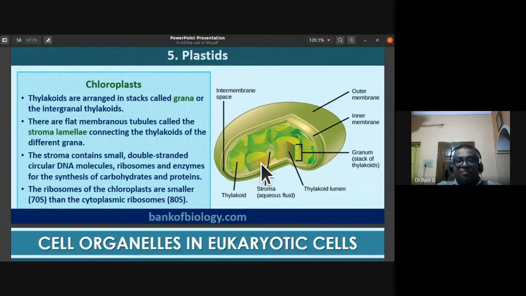granum. The grana are interconnected by tubular structures, which we call fret lamellae, stroma lamellae or fret. We can even call it stroma thylakoids. Some books mention it as stroma thylakoids, but remember, in your NCERT books they have labeled it as stroma lamellae. Another name for the stroma lamellae is fret, F-R-E-T.